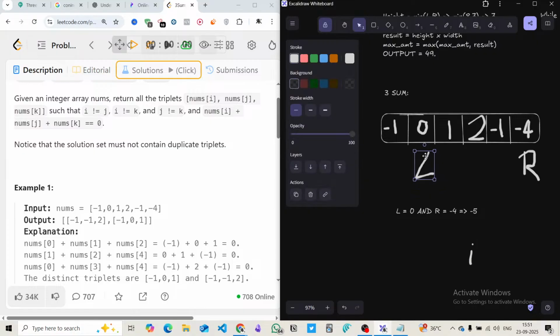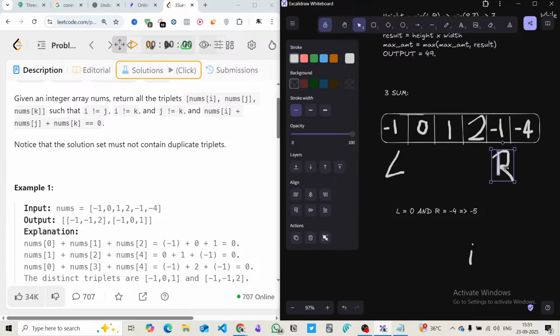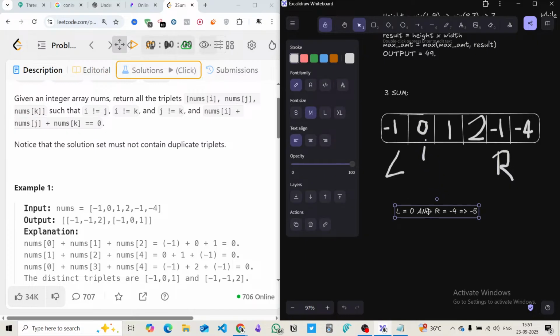Okay, what happens if we don't want to move L, but we try to move the R, right? Now we need to keep the I pointer next to the L. So now the L is -1 and the R is -1. So -1 plus -1 is -2, right?